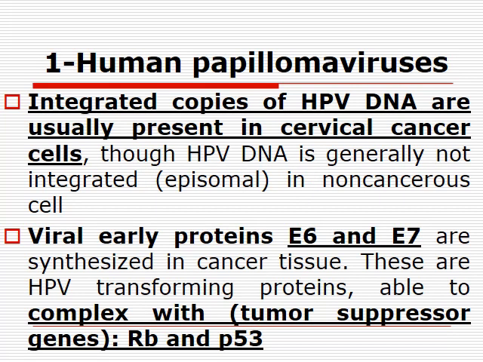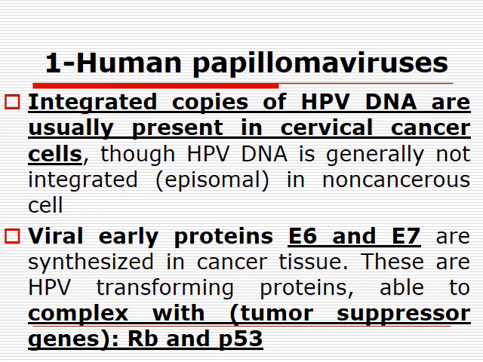Sometimes we see integrated copies of human papillomavirus DNA present in cervical cancer tissue, though HPV DNA is generally not integrated. It is called episomal in noncancerous tissue, while in cancer we see it integrated into the human DNA to exert its effect. The viral early proteins E6 and E7 are the oncogenic proteins. They are synthesized heavily in cancer tissue. These are HPV transforming proteins.